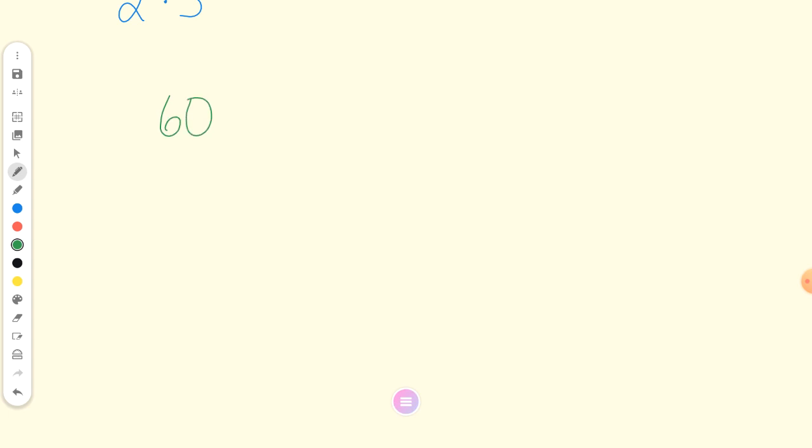Okay, on your weekly review loose leaf, the one you already have stapled to your weekly worksheet, I want you to find the prime factorization of 60 and 36.